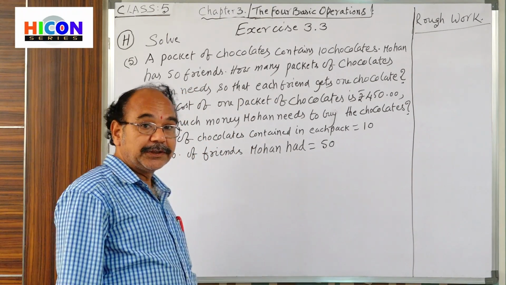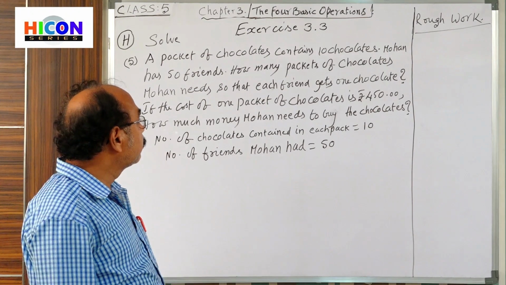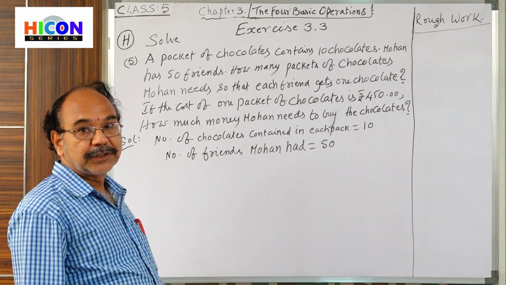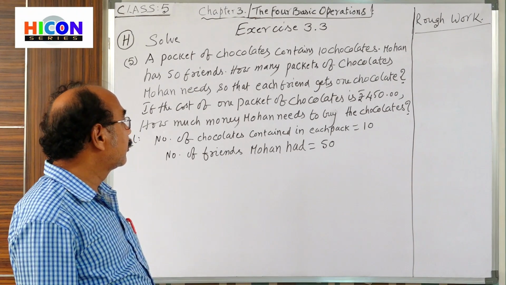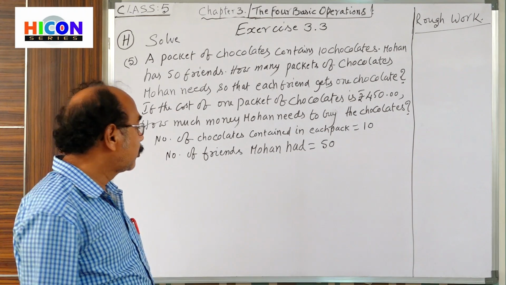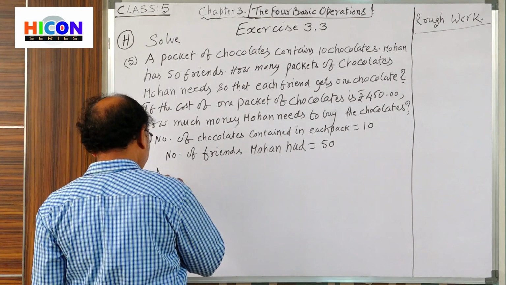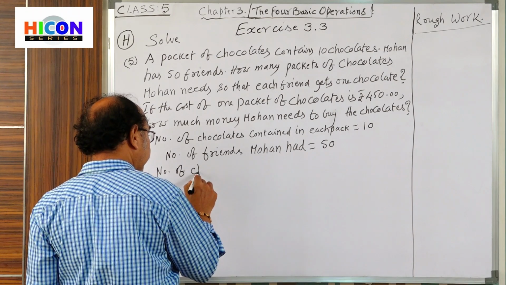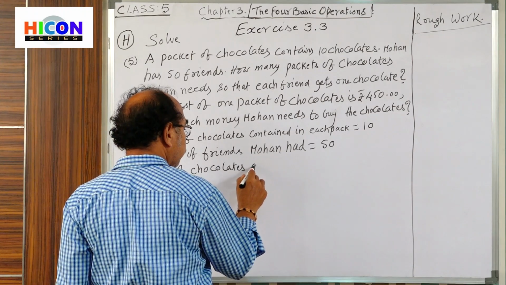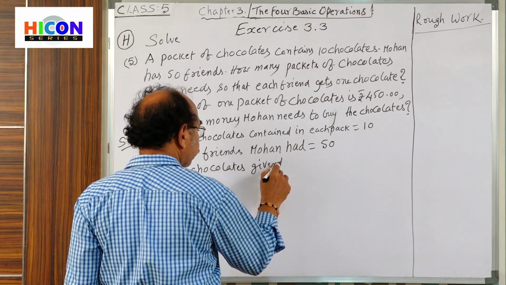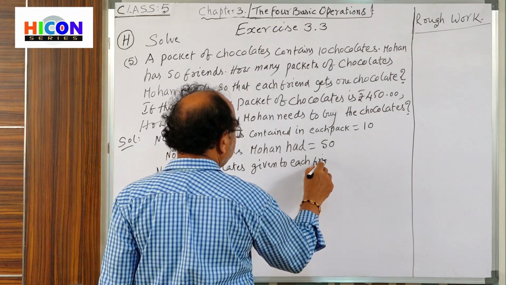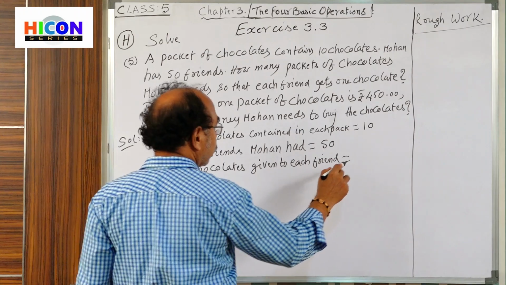Next. How many chocolates he is giving to each friend? 1 chocolate. Each one is getting 1 chocolate. So, number of chocolates given to each friend. How many? 1 chocolate.